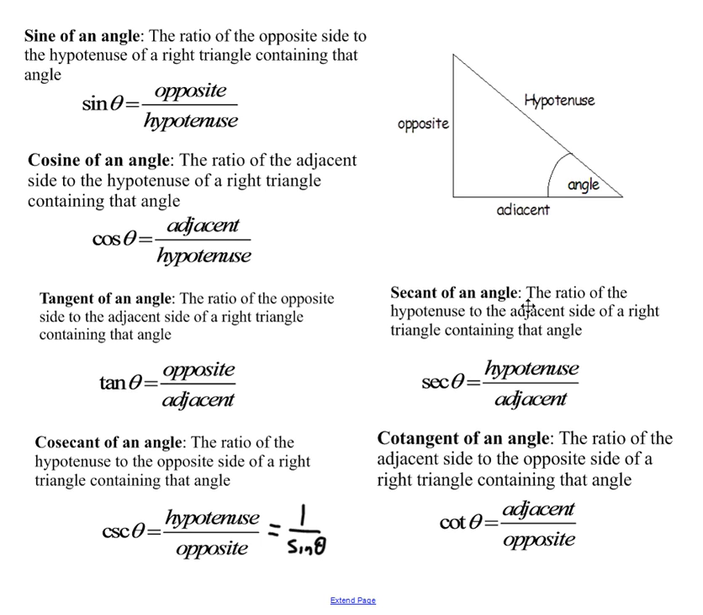Our secant is the ratio of the hypotenuse to the adjacent side of the right triangle that contains that angle. Hypotenuse and adjacent came up before when it was cosine in the form of adjacent over hypotenuse, and so we often express this as 1 over the cosine of the angle. And of course, cotangent is the ratio of the adjacent side to the opposite side of the right triangle containing that angle. We saw opposite and adjacent in the form of tangent before. So, as we did before, we could express this as 1 over the tangent of the angle theta. And we'll go over some examples in our next portion.